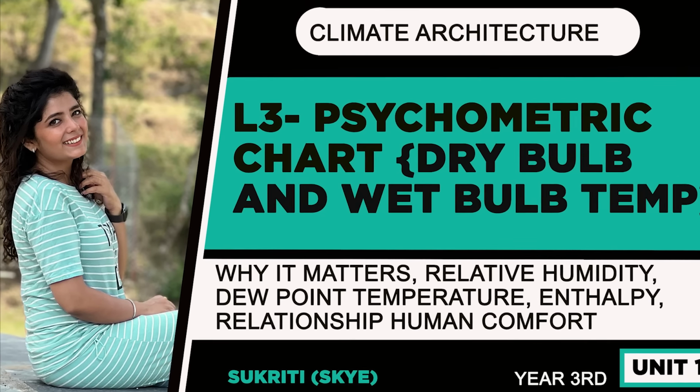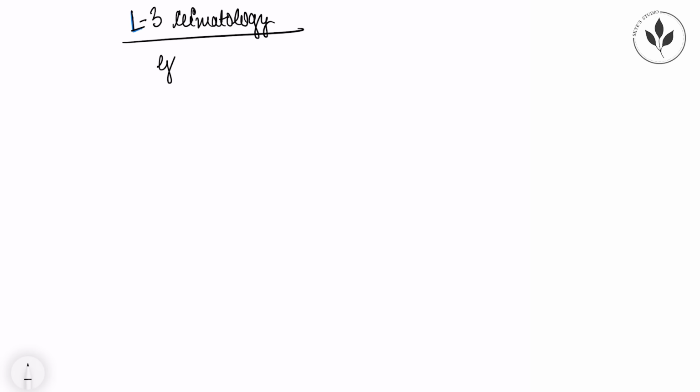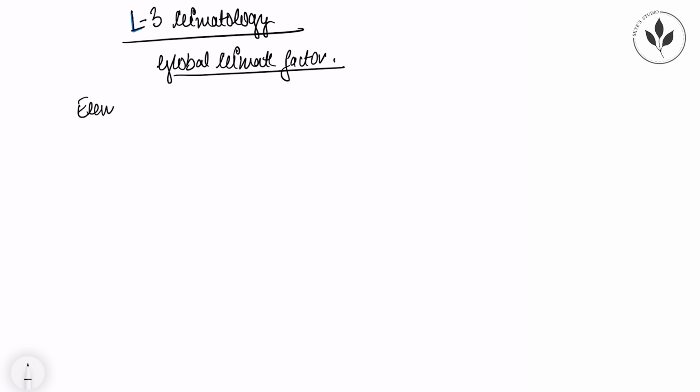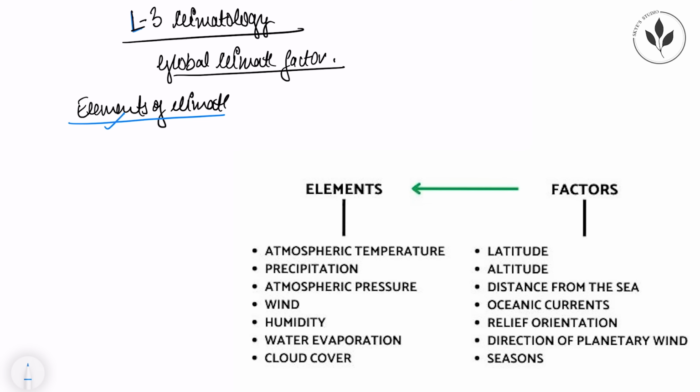Hi everyone. So the next topic of climatology is global climatic factors. Now in the last lecture we studied the elements of climate. These two things are completely different from each other. Students often intermix the elements and the climatic factors together. So today I'm going to make sure that you don't get confused between the two.